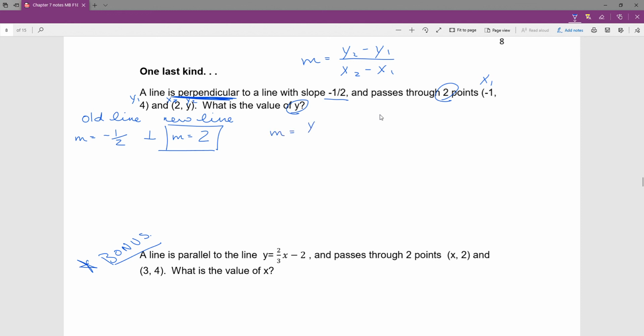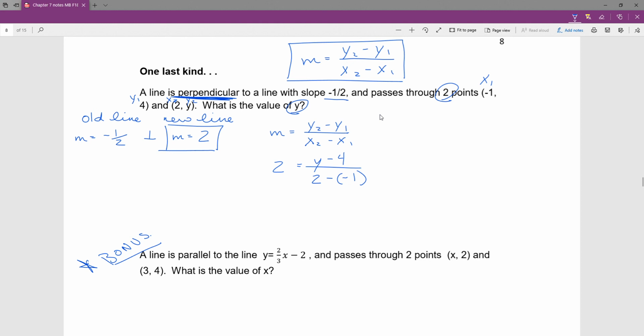M equals y2 minus y1 all over x2 minus x1. My m is 2. That's what I knew it was. Maybe I should even write it out again. So my y2 is y, that's the one I don't know. My y1 is 4, so minus 4. My x2 is 2, and my x1 is a minus 1. So that's just subbing in the information from the question into this equation that we know calculates slope.